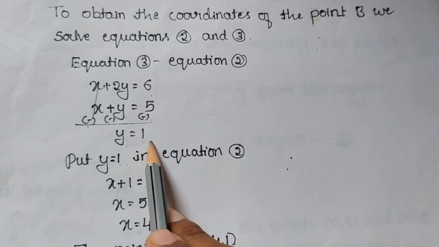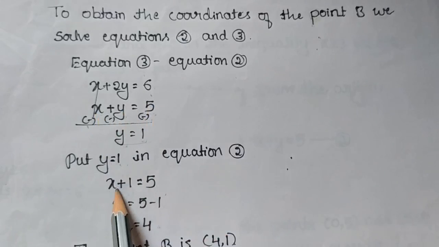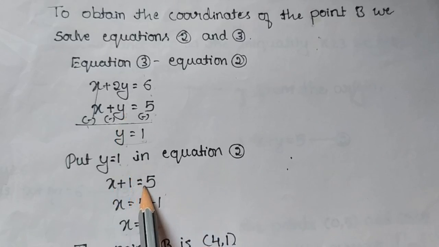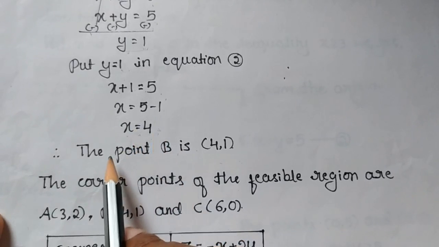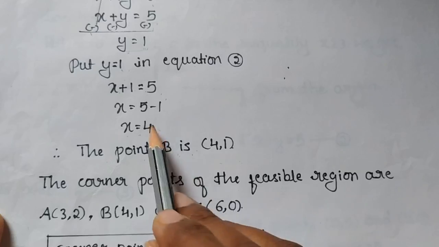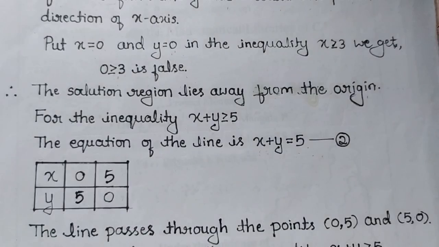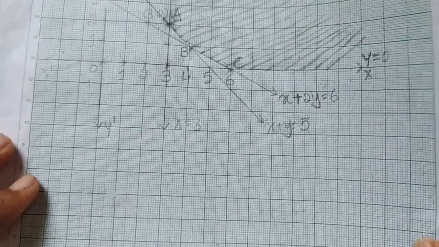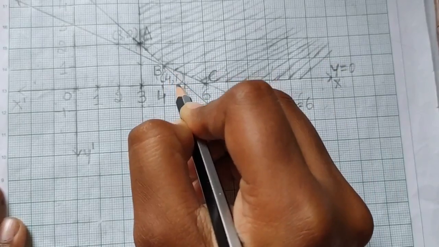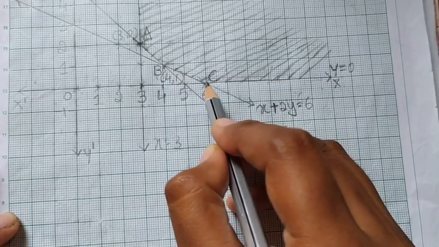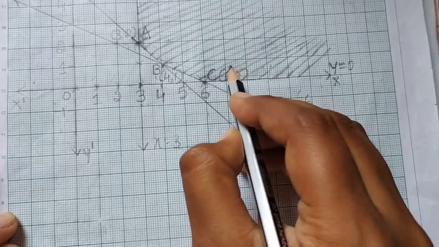Now substitute this value of y as 1 in equation 2. x plus 1 is equal to 5. We get x is equal to 4. Therefore, the point B is x comma y, that is 4 comma 1. I'll write these coordinates in the graph. Point B is 4 comma 1. Now, this is the point C and its coordinates are 6 comma 0.